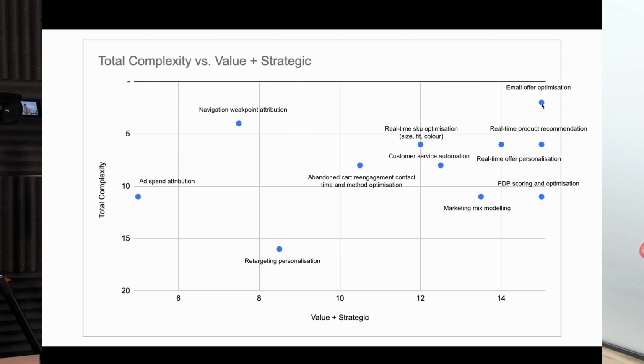Yeah. So, when we look at it in this way, we can see, like email offer optimization, the value is super high and the total complexity is really low. So that looks like a really good one. Then we've got real-time product recommendation, real-time offer personalization. Basically the way to think of this is we almost get a triangle and push it back. And you see, well, this is the sequence that we probably want to be thinking about looking at them with.